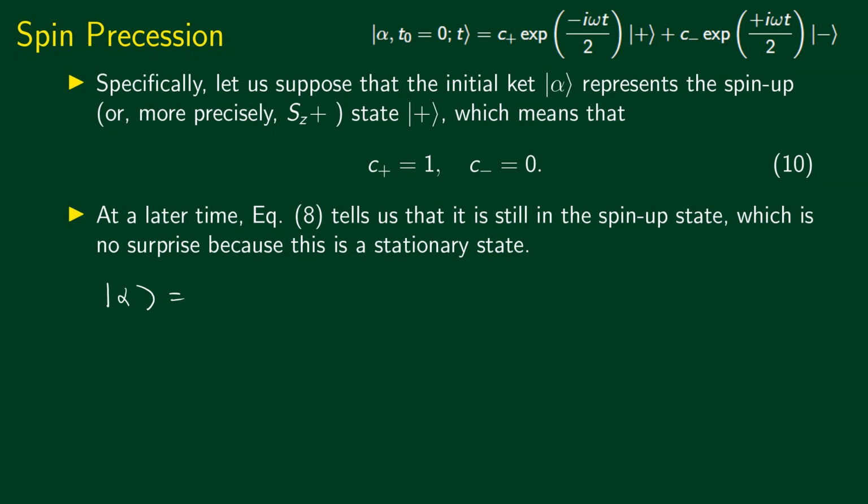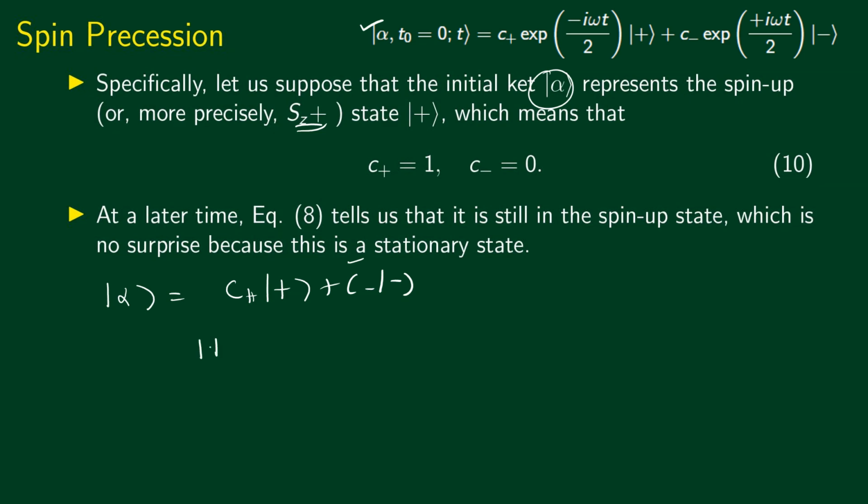Given the initial ket alpha is equal to c plus ket plus c minus ket minus, the state at a later time is given by this expression. Now suppose that the initial ket represents the spin up state. Spin up state is the name we use for the Sz plus state, the eigenket of the Sz operator with eigenvalue plus h bar by 2. It's denoted by ket plus. Now suppose the initial state is ket plus. This means that c minus is 0 and c plus is 1.